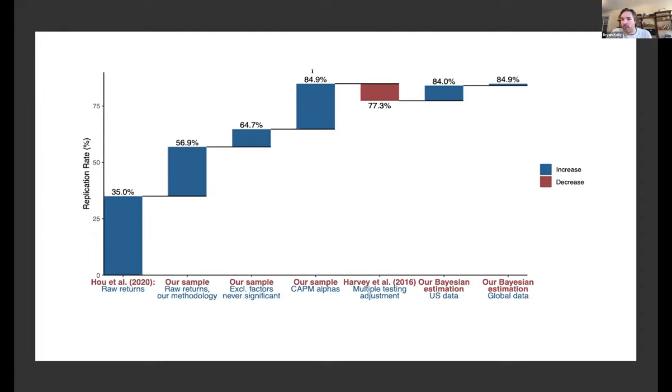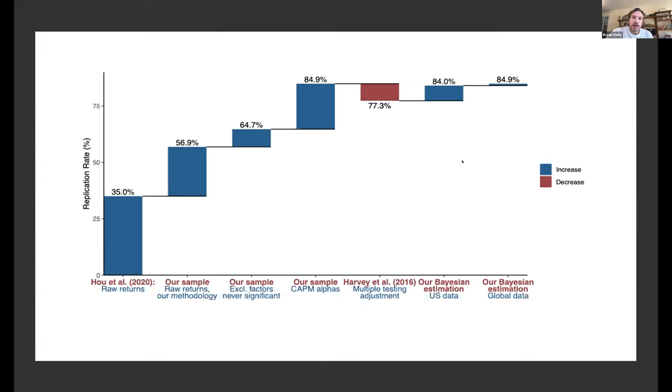The last component of our paper is to say, well, these first six bars here are kind of revisiting the US literature. What happens when we now go and look at this giant cross-section of 93 countries that we have? We see that the international data largely corroborates what we see in the US. It nets out to another 0.9% increase in the replication rate.